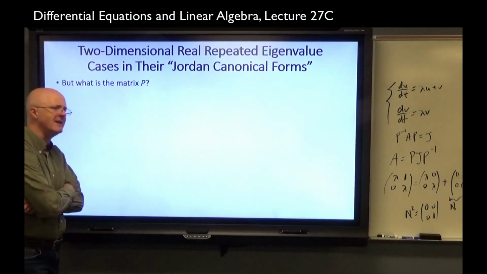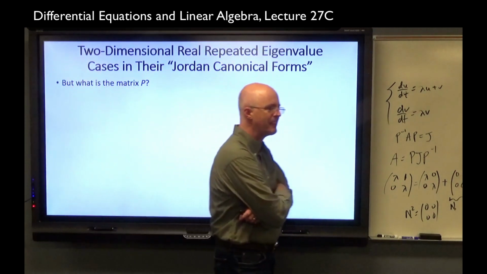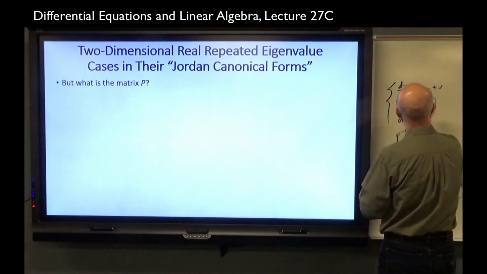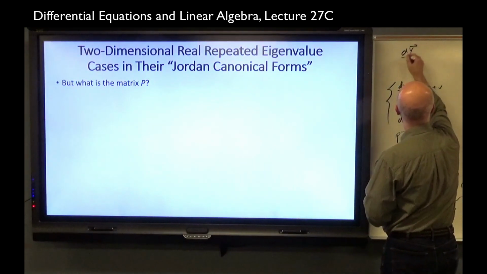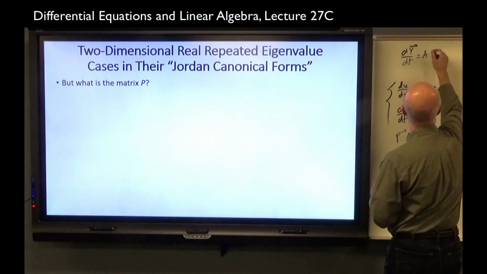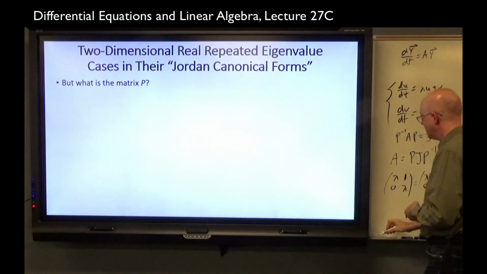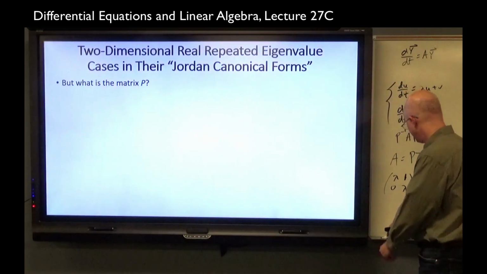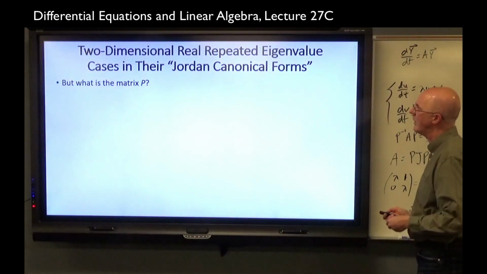But what is the matrix P? We still haven't answered that yet. I still want to ultimately solve dy/dt equals A times y. I will take a particular example of A here soon. What matrix P should I use?